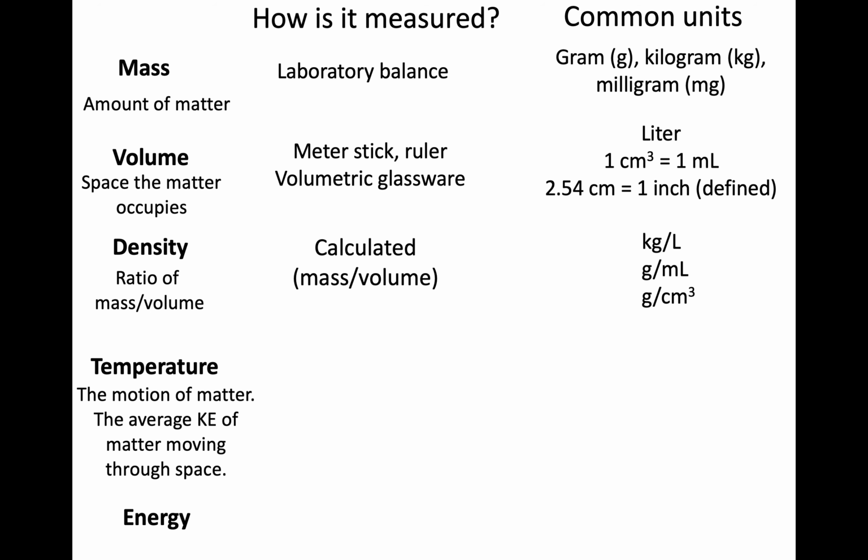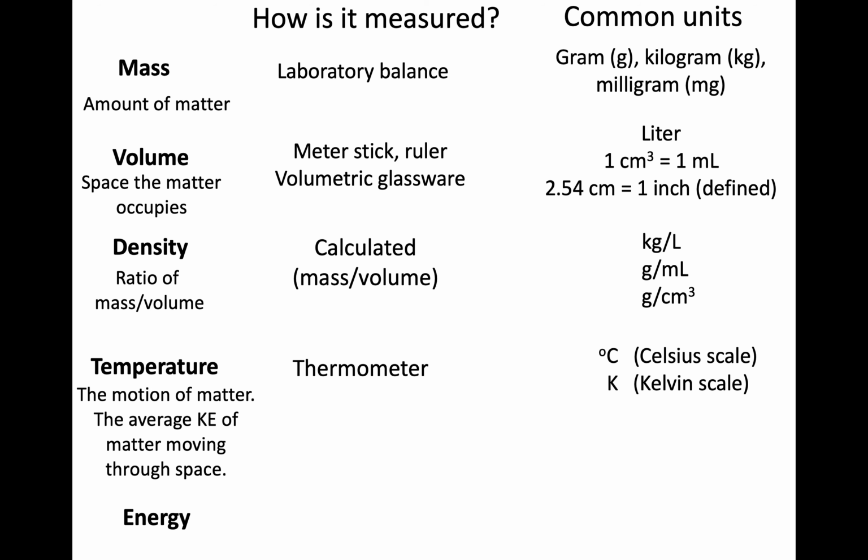So within that previous video, we saw that the brick had a mass. It occupied a particular volume. We could combine those to get the density. So the common units would be combining the common units that we've seen for mass and volume. Kilograms per liter, gram per mL, gram per cubic centimeter are all descriptions of density.